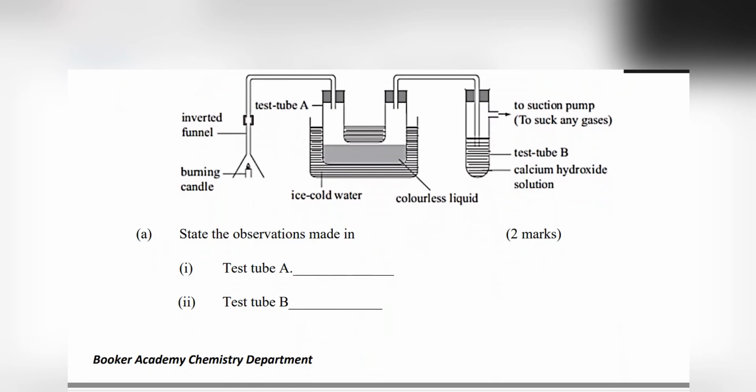State the observations made in test tube A. Remember, when a candle burns, it produces carbon(IV) oxide and also water. So water comes to test tube A, where it condenses into a colorless liquid. That means what is coming to be cooled is water vapor. So in A, you expect a colorless liquid.